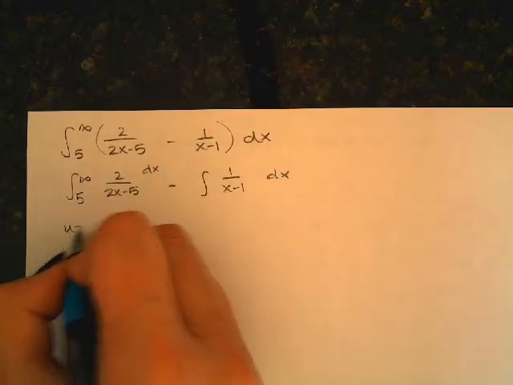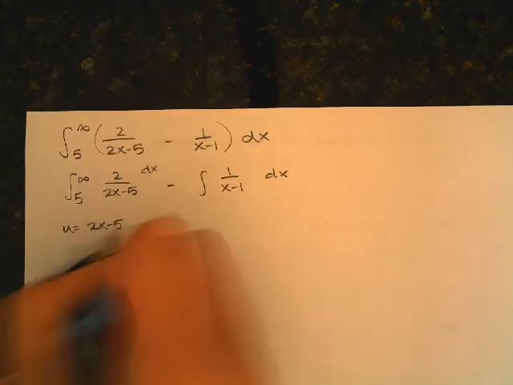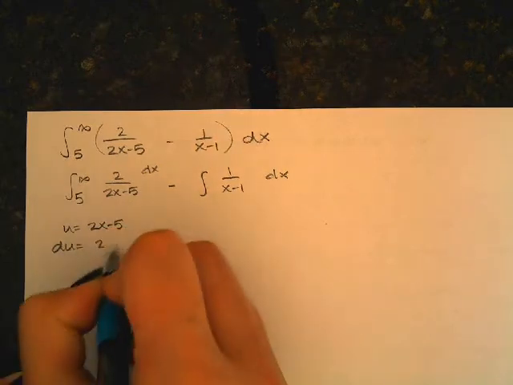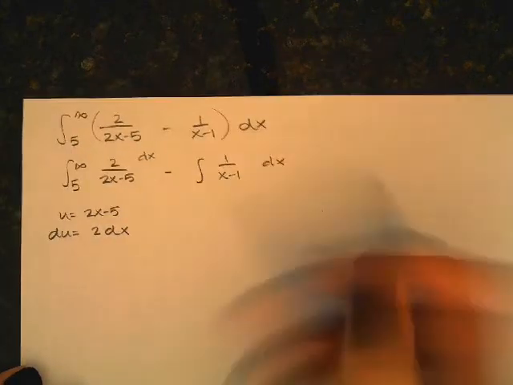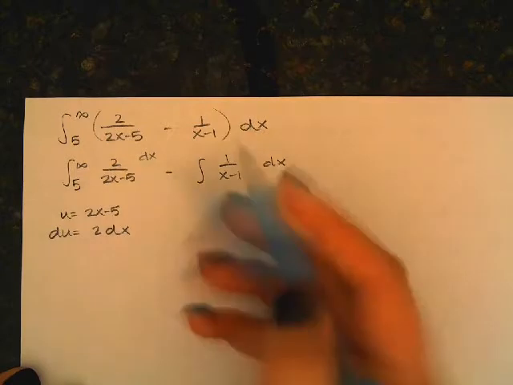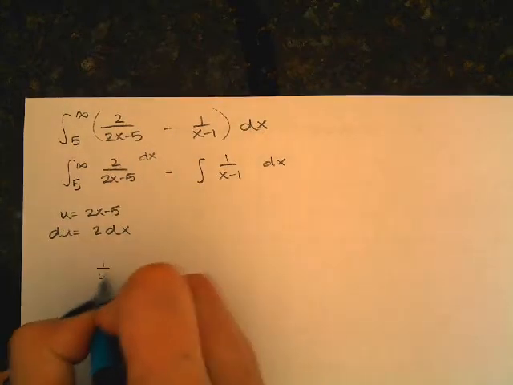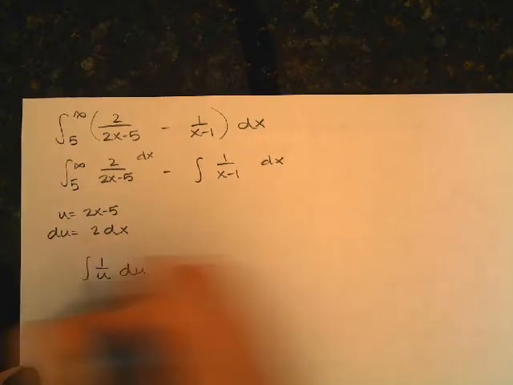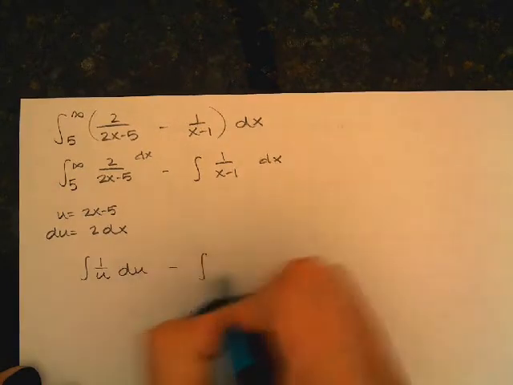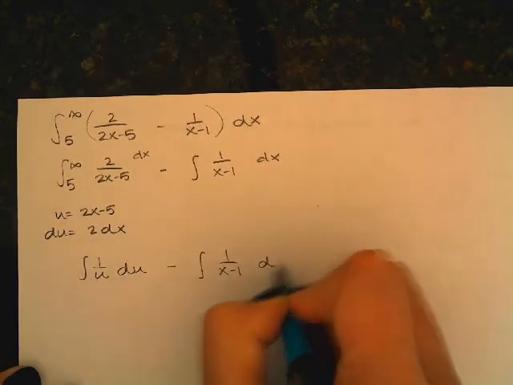So I've got u is 2x minus 5, du is 2 dx, and kind of fun, this one actually has the 2. So we're going to integrate 1 over u, and then 1 over x minus 1.